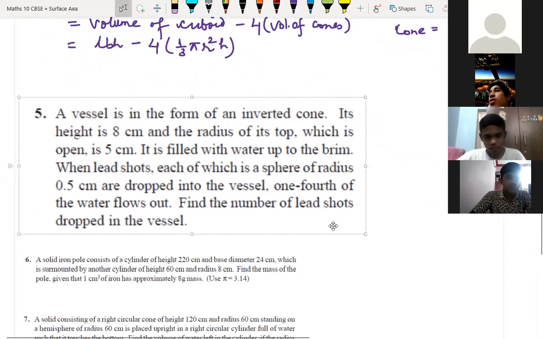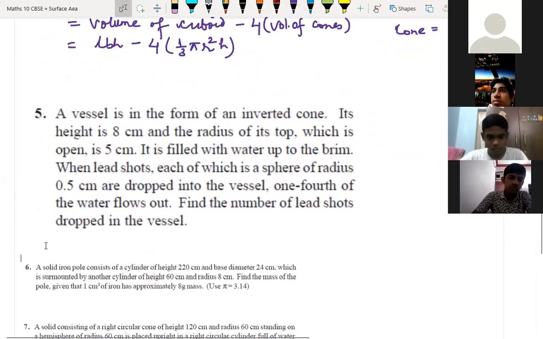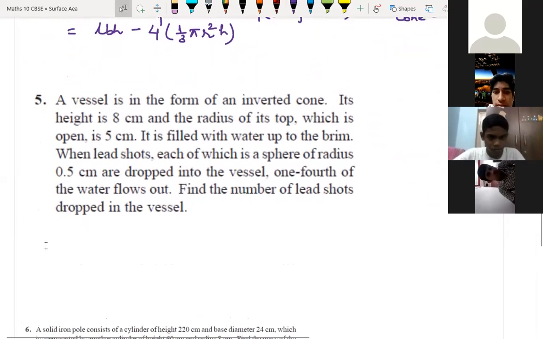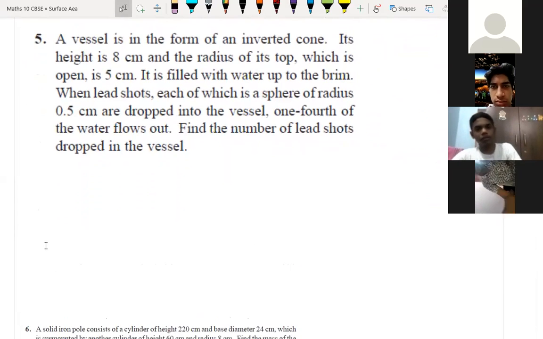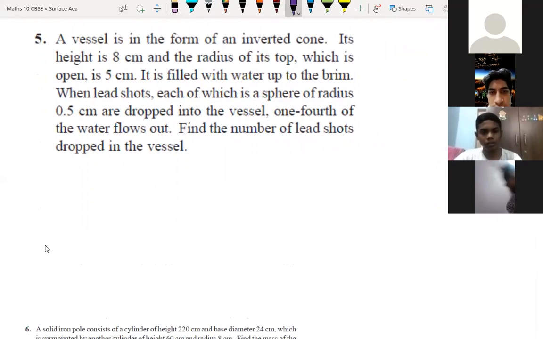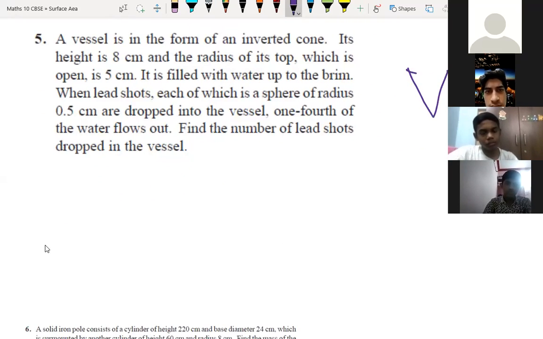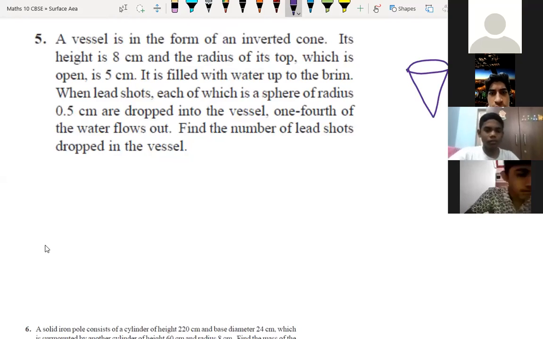Question 7. Let's take the fifth one. A vessel is in the form of an inverted cone. Its height is 8 centimeter. Inverted cone means upside down. The vessel is in the form of an inverted cone, so the shape will be like this. This is the form of the vessel. Its height is 8 centimeter.